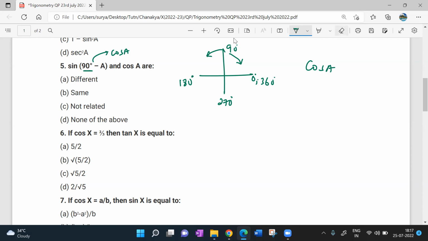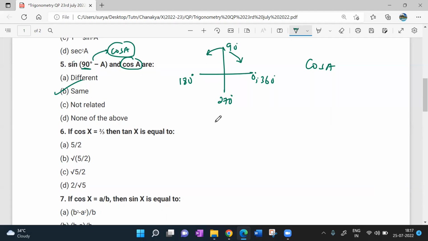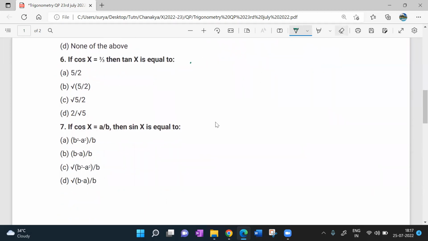How cos A, sir? Whenever you have 90 minus theta, 90 plus theta, 270 minus theta, or 270 plus theta, the function always changes. Sine will be changed to cos, and cos will be changed to sine. So it is 90 minus theta given to you, and it becomes cos A. Both are the same actually. Option B should be the right one. All right, next. Any doubts here? Guys, any doubts? Tell me. Okay, Aditi, sir, do you want me to explain that once again?